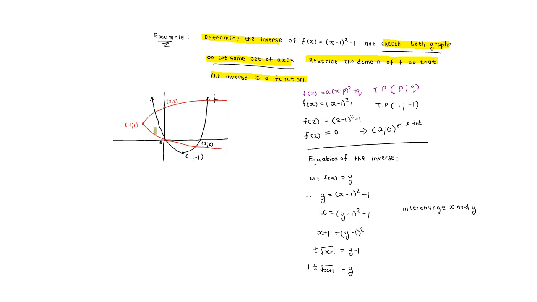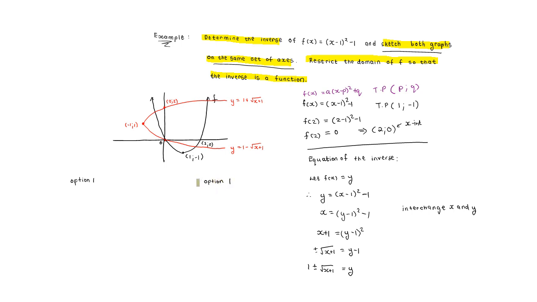The one on top is always going to be y equals 1 plus the square root of x plus 1. And this is the negative version, so y equals 1 minus the square root of x plus 1. Then in order for us to make the inverse a function, we are going to have two options. Option 1, and then option 2.